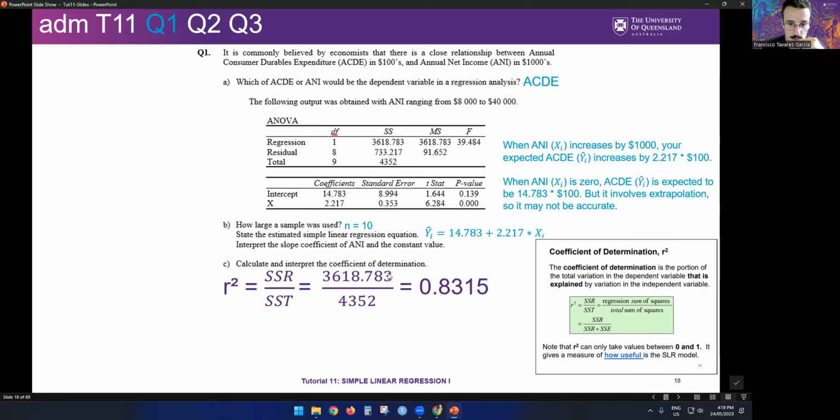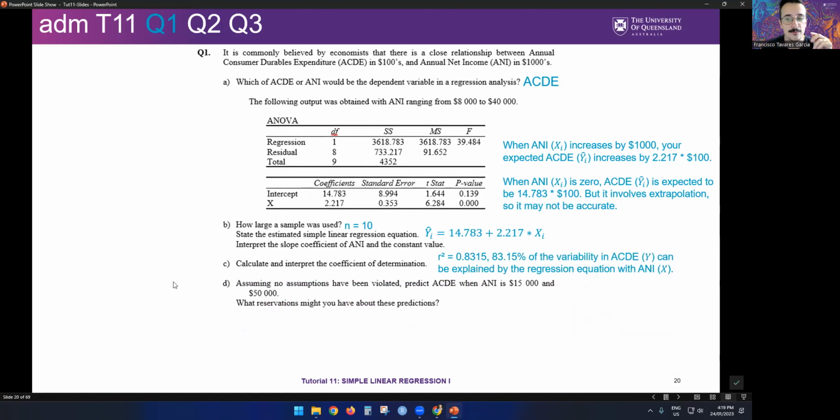Well, I think it will ask us to interpret. So 83.15% of the variability in expenditure, our letter Y, can be explained by the regression equation with ANI, the regression equation that we just found here with our X. Okay, so 83%. It's pretty good. It's close to 100%. That was C. Let me check some question in the chat.